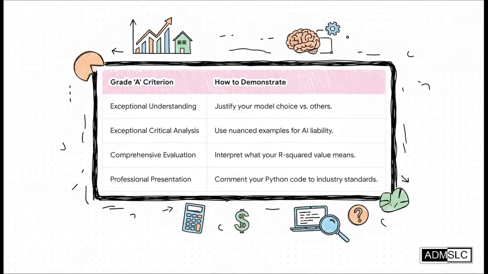So here's the takeaway. Make every single thing you do connect back to that rubric. When it says exceptional understanding, that means don't just use a model, justify why you picked it over other options. When it says comprehensive evaluation, don't just state your R-squared value, interpret what it really means for predicting house prices. And little things matter. Professional presentation is code for comment your Python code properly.